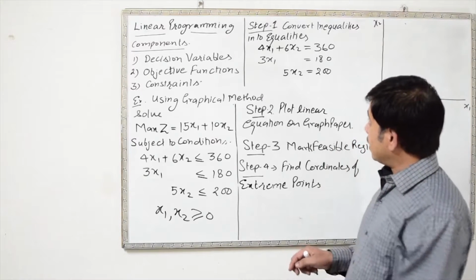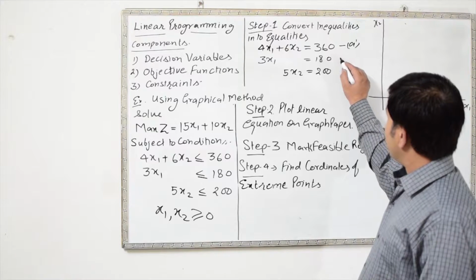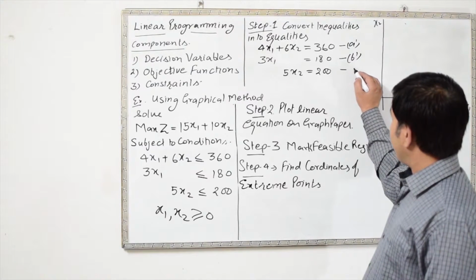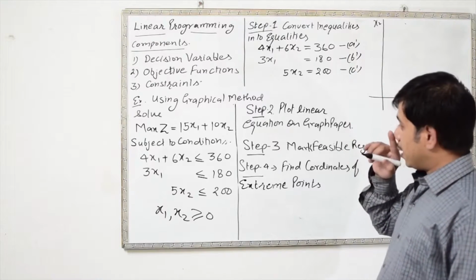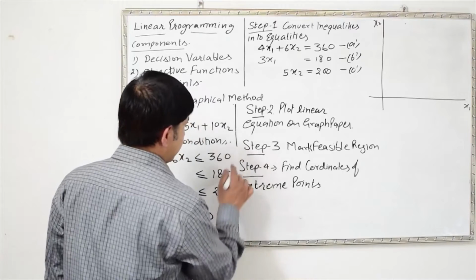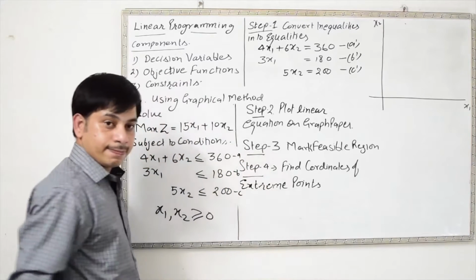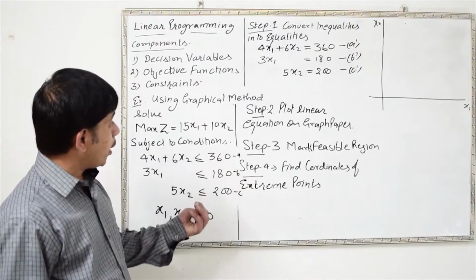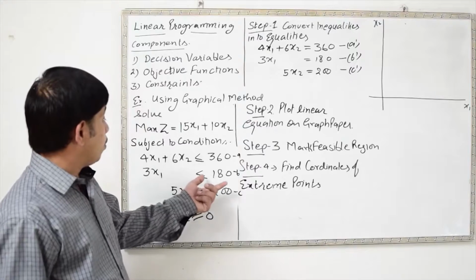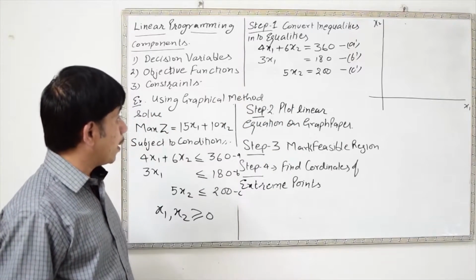Now, in the next step, we have obtained some linear equations. We can label them A dash, B dash and C dash, and the corresponding inequalities can be labeled as A, B and C. So we can understand the correspondence between the inequality A and A dash, B and B dash, and C and C dash.